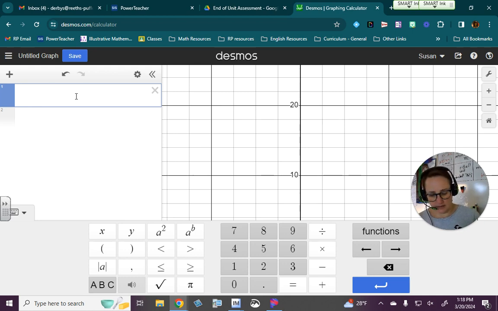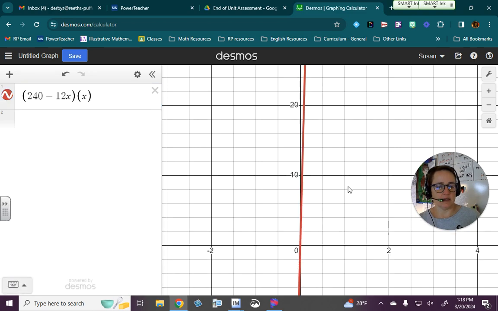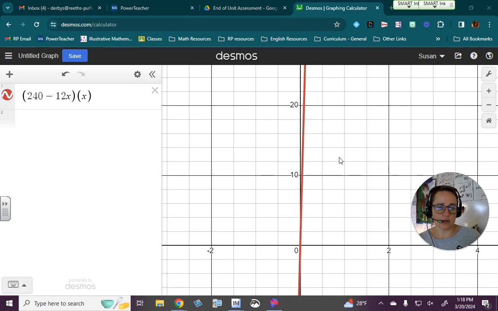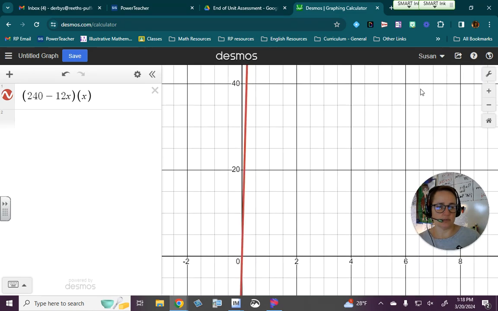Now, I don't have a fancy f of x or anything like that, so I'm just going to type it in exactly what I wrote on my paper. 240 minus 12x in parentheses times another x. And I see, again, I've got this start of a parabola, but I need to see some more different parts.